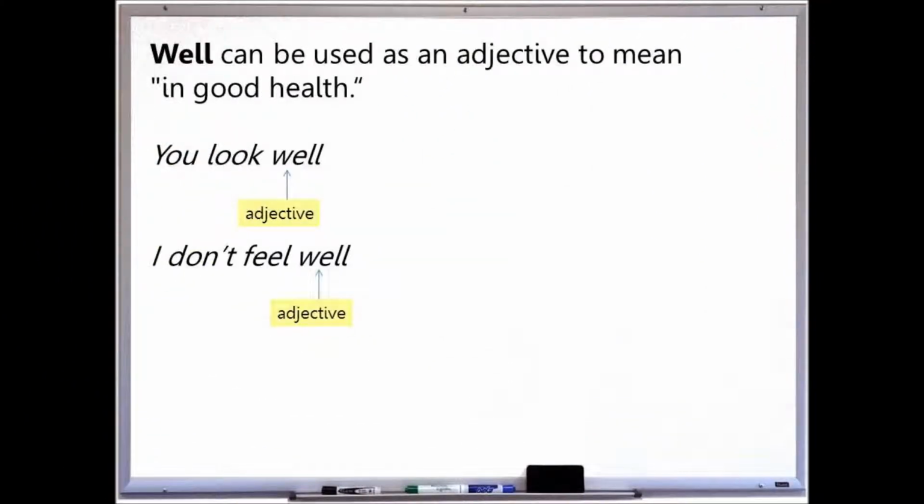Like everything in English, there is always a breaking of the rule. And in this case, well can also be used as an adjective to mean in good health. For example, you look well, or I don't feel well.